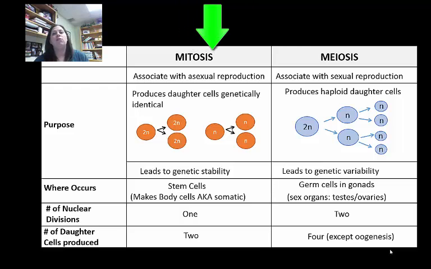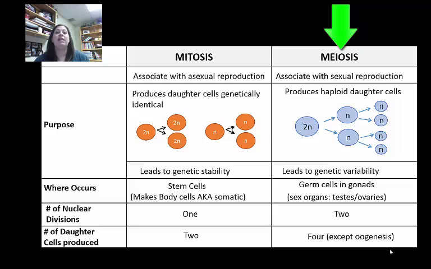On the other hand, meiosis is sexual reproduction. It produces haploid cells. So we're going to go from 2N down to N. This means they're each going to be unique, which leads to genetic variability. This happens in your germ cells, the gonads, whether it's testes or ovaries. We're going to see that there are 2 cell divisions. Since we're dividing twice, we're going to create 4 cells instead of 2.